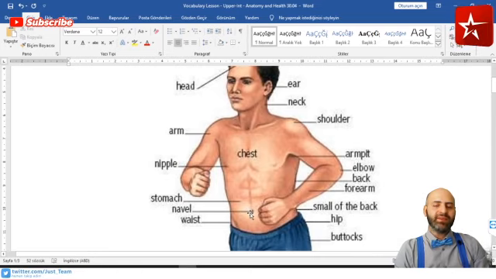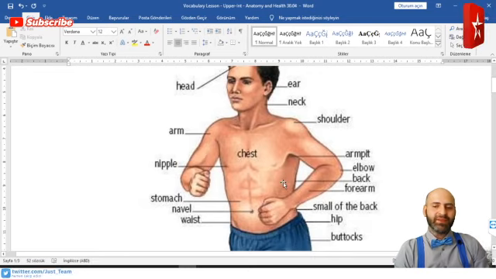This navel button is a little bit different when the baby is born. Probably all of you know. And then it changes when they cut it. Okay. So this is the front part, and also we have back part.